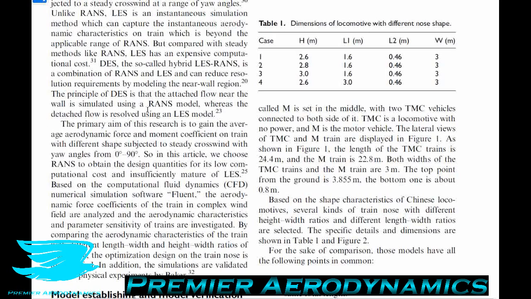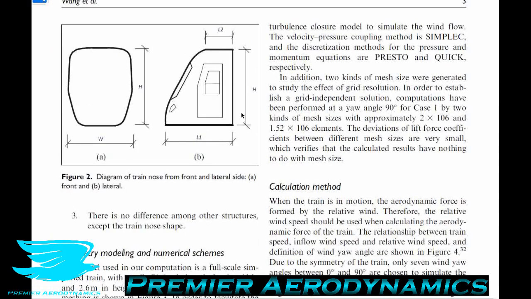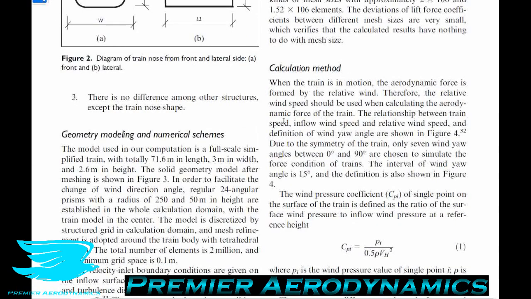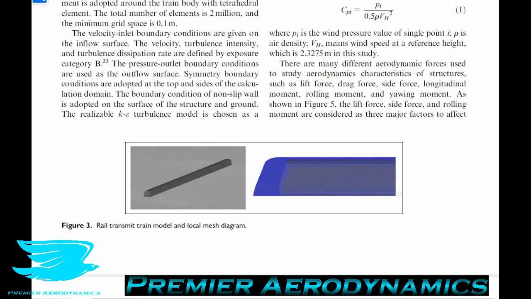I'm not really sure what the domain size is, because they say something quite interesting that I don't quite understand. I'll say it word for word. They say, "In order to facilitate the change of wind direction, regular 24 angular prisms with a radius of 250 meters and 50 meters in height are established in the whole circulation domain with the train model in the center." So I think they're talking about the domain size here.